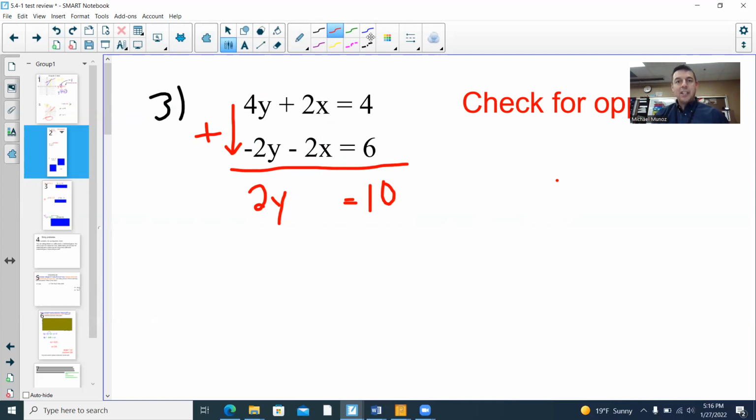Now that I'm at this step, I have to get my y alone. So I'm going to divide by 2. The reason I do that is 2 divided by 2 is just 1, leaving 1y alone. So I'll have y equals 5.